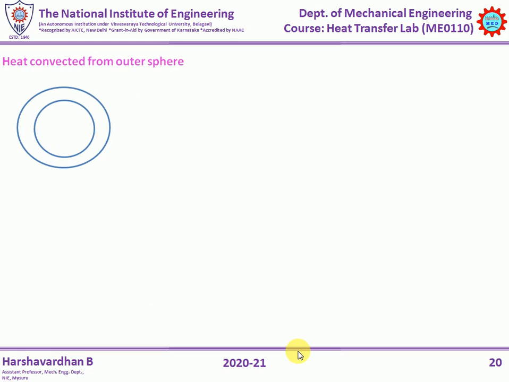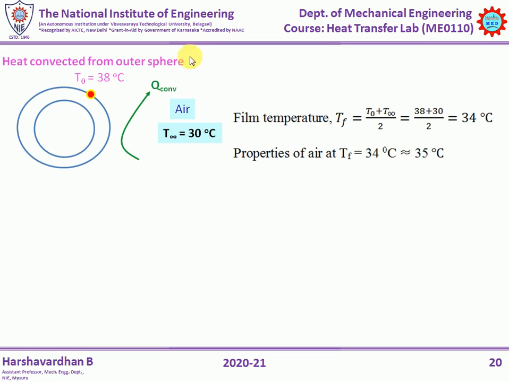Then we can go for determining the heat that is convecting from the outer sphere to the surrounding air. We know that the outer sphere is at a temperature of 38 degrees centigrade, and it is exposed to still air at a temperature of 30 degrees centigrade. Because of the temperature difference between the outer sphere and the still air, convection can occur. To find this convection, we have to use Newton's law of cooling, for which we require the heat transfer coefficient value.